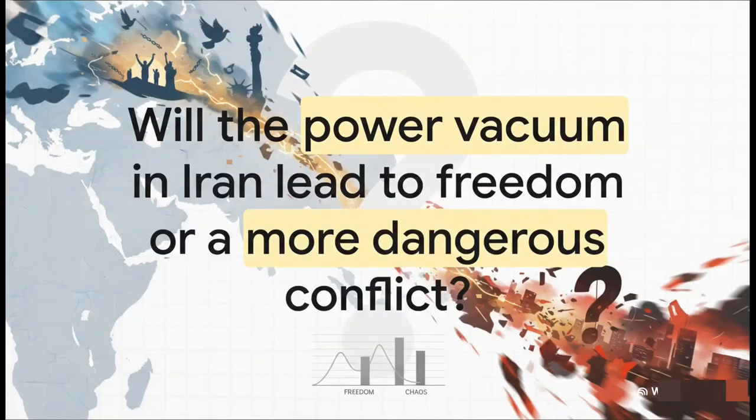Which brings us to the final huge question hanging over all of this. The attack took out the leader and redrew the map of the entire region. But the power vacuum that's now growing in Tehran, is that going to lead to freedom, like President Trump hoped? Or is it about to unleash a new conflict, one that's even more dangerous and chaotic than before? That is the dangerously unanswered question.